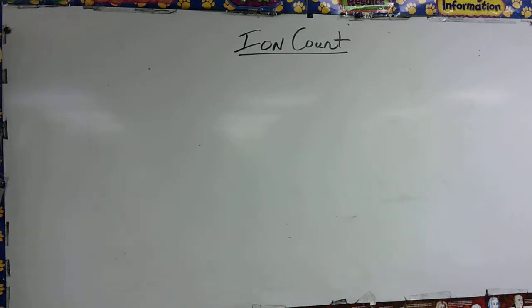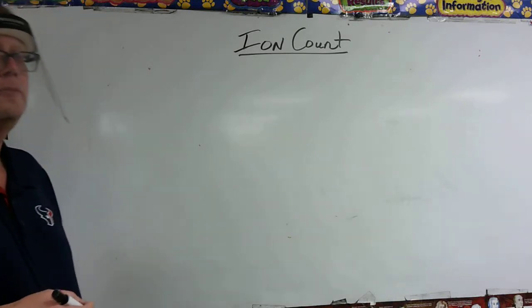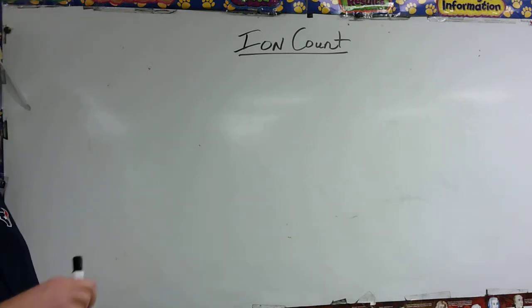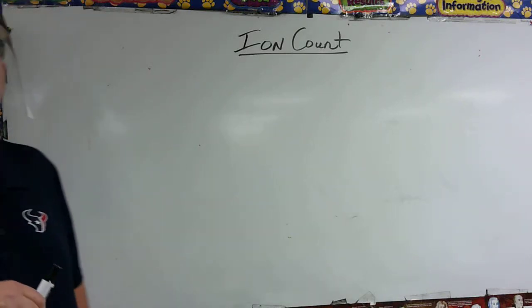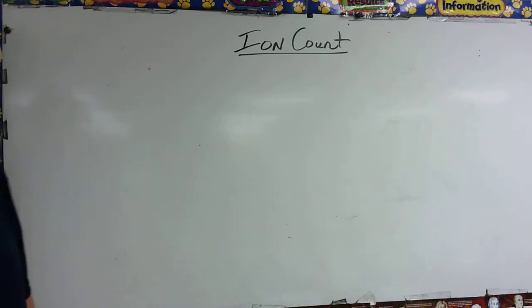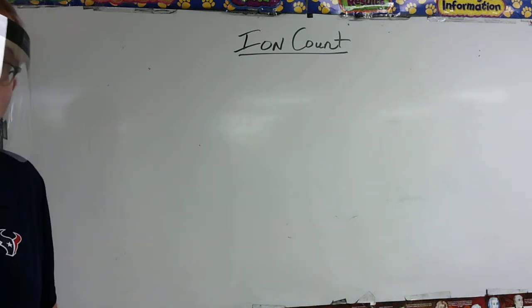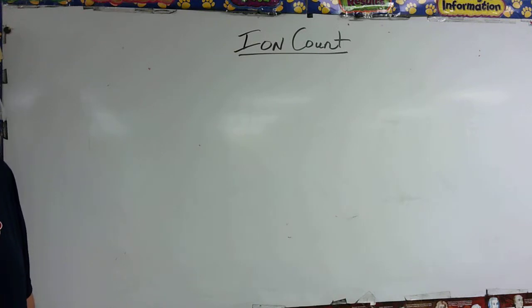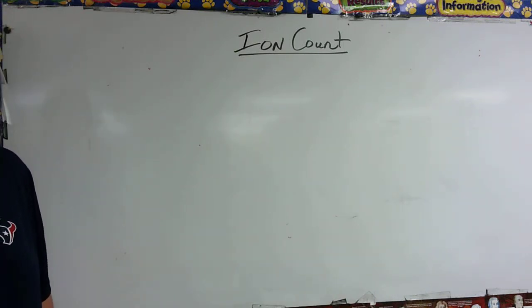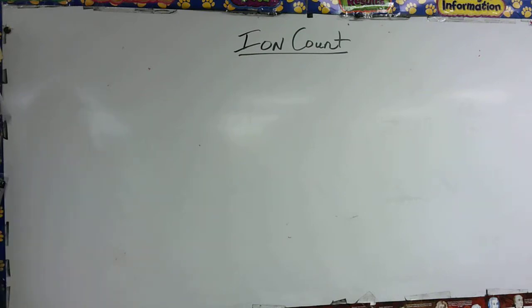Okay, so we're covering ion count. Basically, all you're doing is just counting the number of ions. Why do we do that? It's because it affects your boiling points and your freezing points. The more ions you have, the more it affects the boiling points and the freezing points.